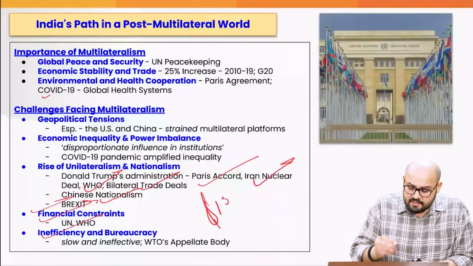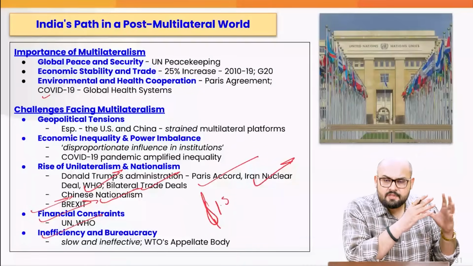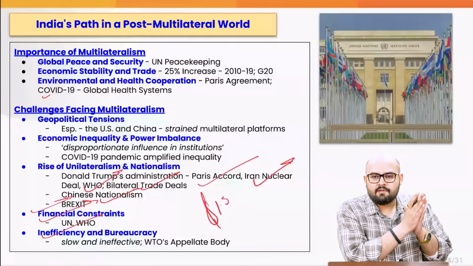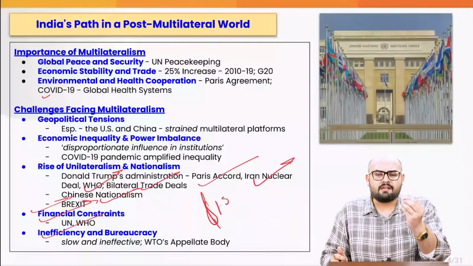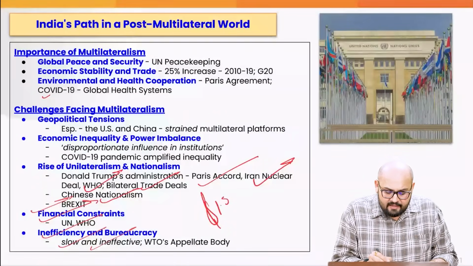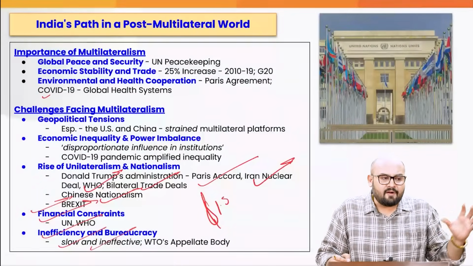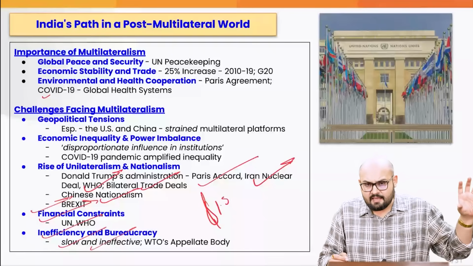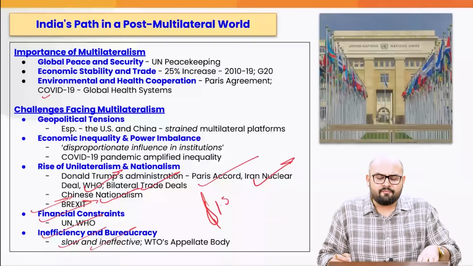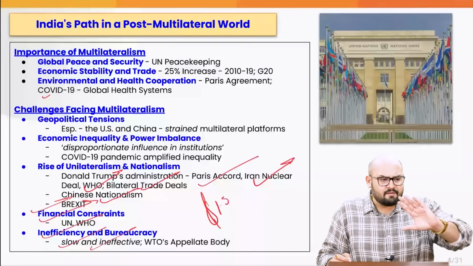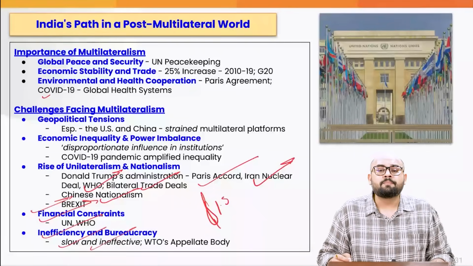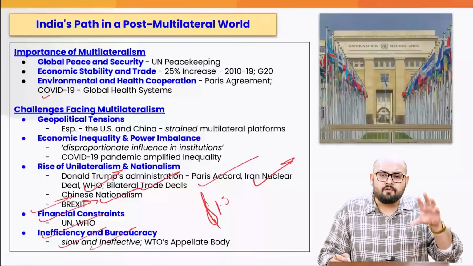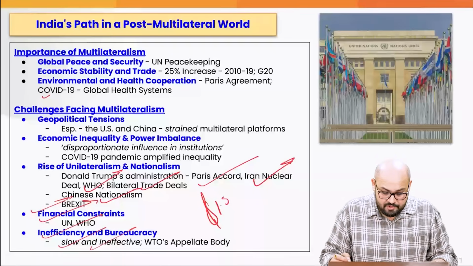Next, we have the inefficiency and bureaucracy. Whatever projects these bodies have, especially for the developing or the least developed countries, what you have to understand is that there is the involvement of a slow and ineffective bureaucracy. The funding takes a lot of time, the project execution takes a lot of time, and therefore many of these countries say that we don't really want the involvement of these institutions, primarily because of the low performance they have in project execution.